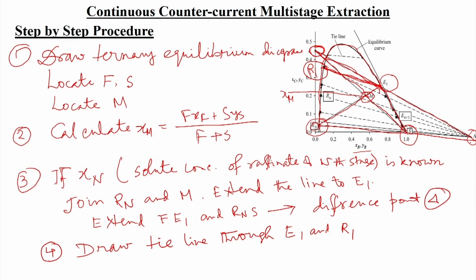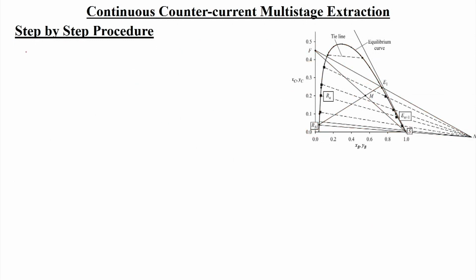If we repeat this, we can say the next stage will be like this. Now we have this delta point. Suppose this is R1, because this is the tie line from U1, and then we take this R1 and delta. So, these two are added.